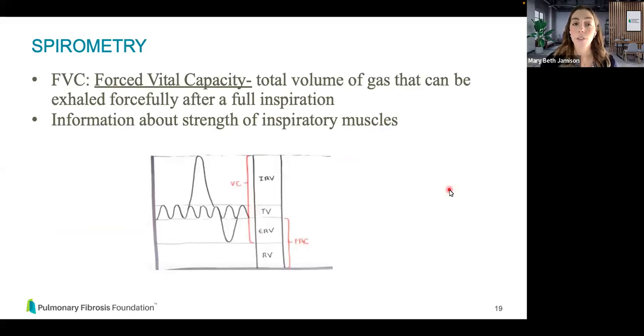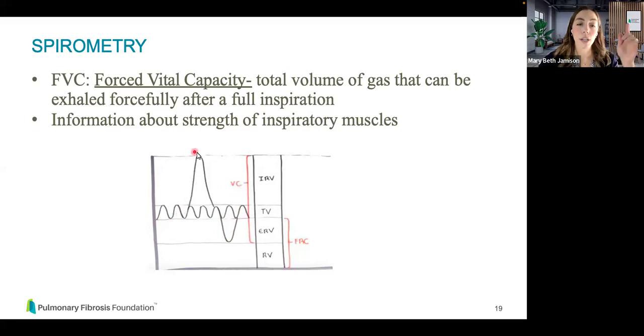The FVC means forced vital capacity. So it's really that total volume of gas that can be exhaled forcefully after you take a full inspiration. So if you're looking at this graph here, you have normal breathing. You're breathing in, you're breathing out, you're breathing in, you're breathing out, and then you're taking a big breath in. So this is as much as you can inhale, and then you're breathing it all out, but you're going past that normal expiration here, and you're going all the way, breathing all the way out, and then you're coming back into your normal breathing. So that's your vital capacity.